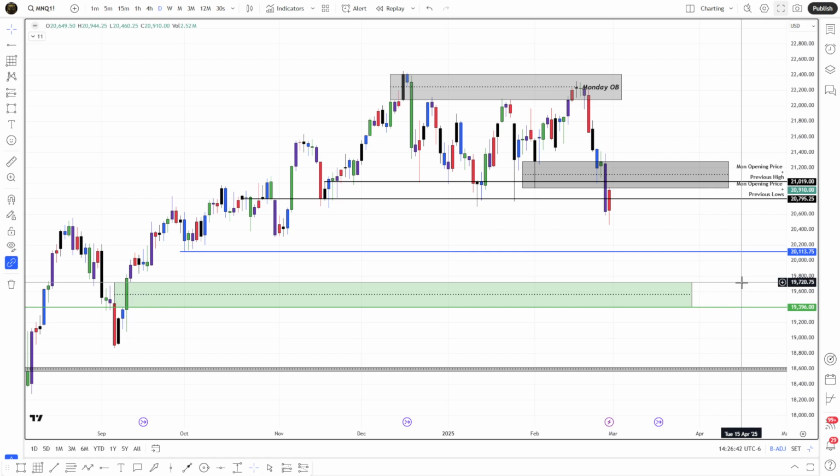Remember, let's go with order flow. Let's see what price is willing to do and look for the high probability trades.